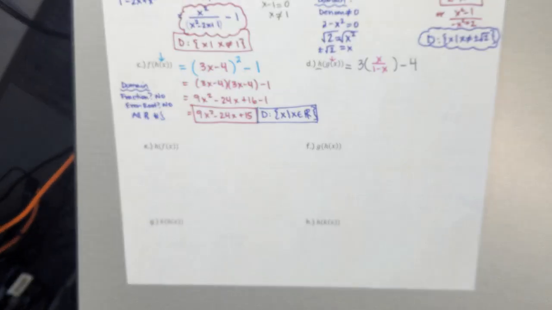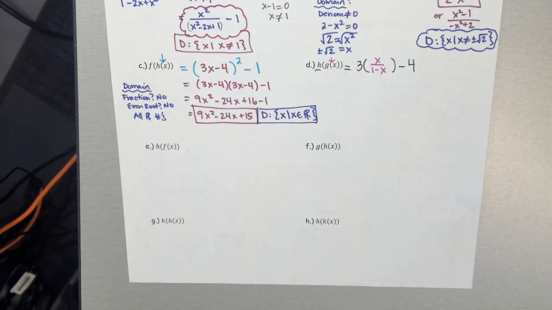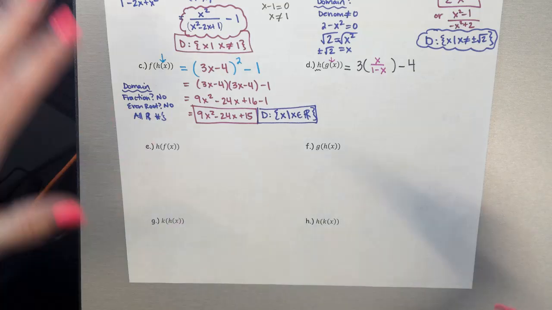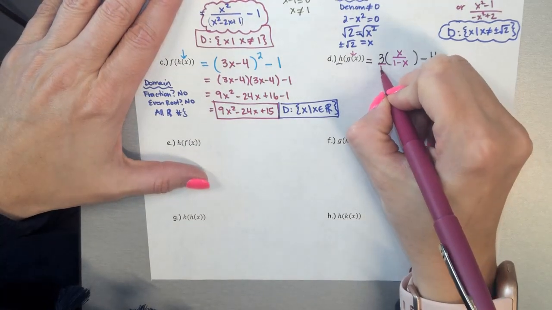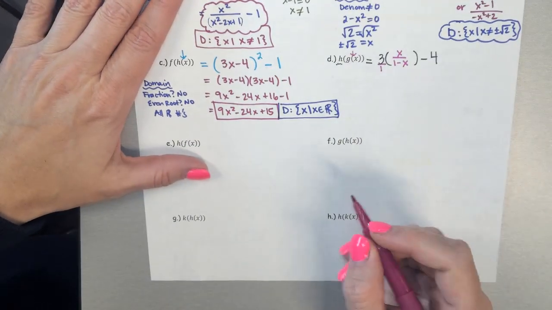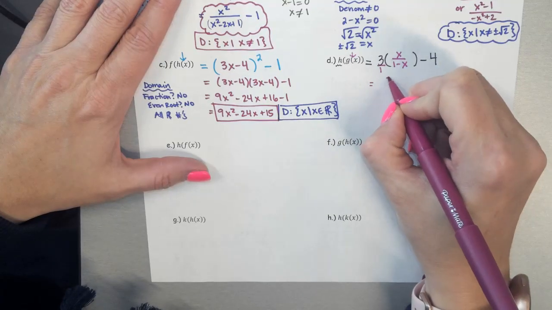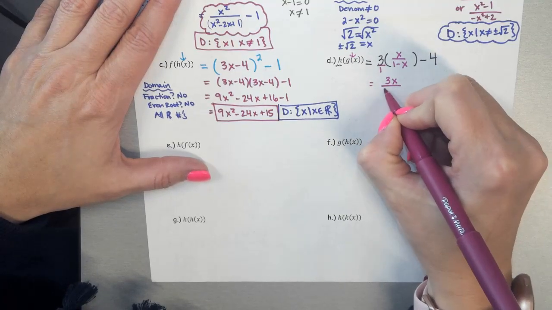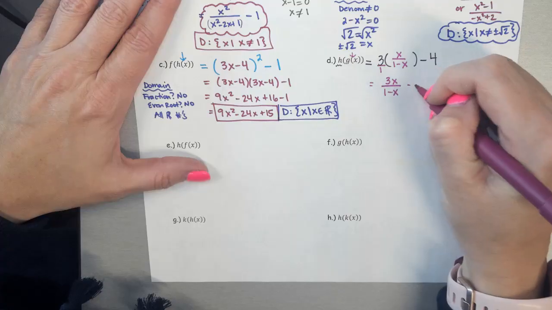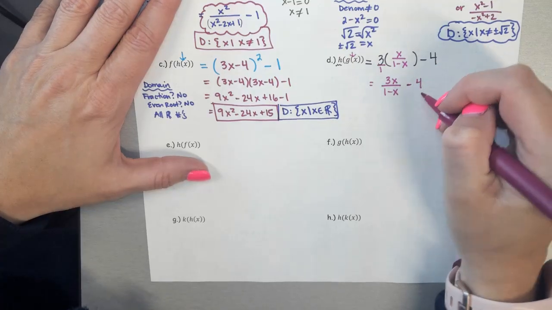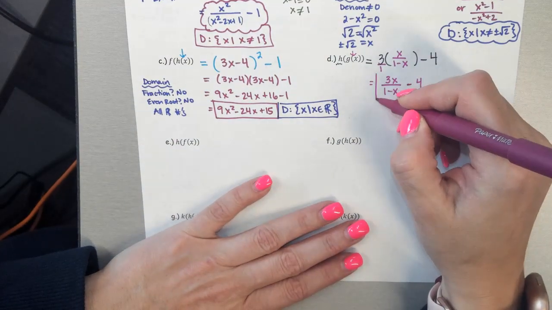Once you plug it in, sometimes the hardest part is how do you simplify. When you're simplifying, this is a whole number times a fraction, so you're going to put it over 1. The simplification is just 3x divided by 1 minus x, minus 4. You can leave it like that.